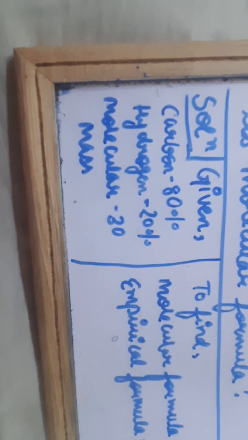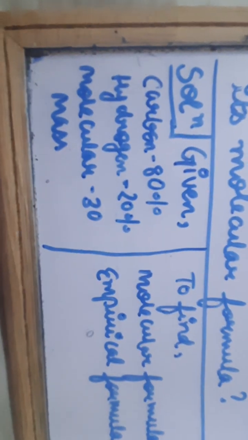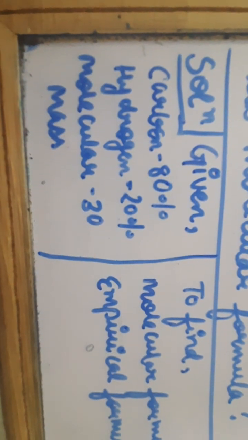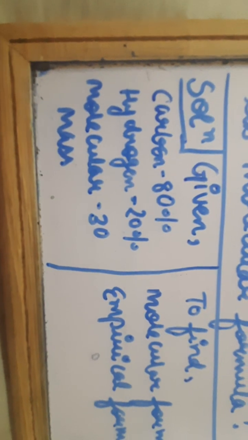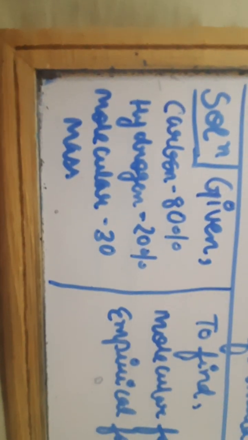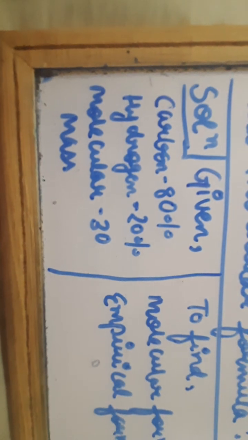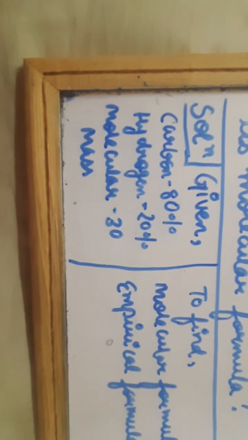The molecular mass is 30, and we have to find the molecular formula as well as the empirical formula. See, always keep in mind while doing these types of questions that the percentage given of any compound, of any element, always sums up to 100%. Carbon is 80 and hydrogen is 20, both sum up to 100%. That means we don't have any other element in this question.